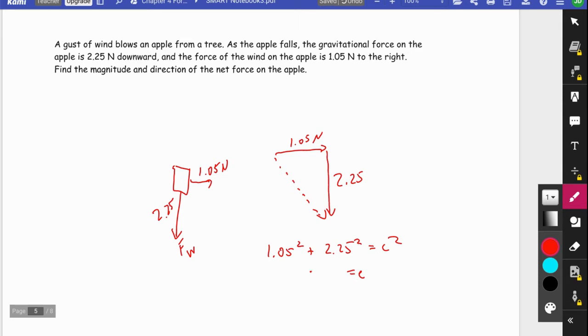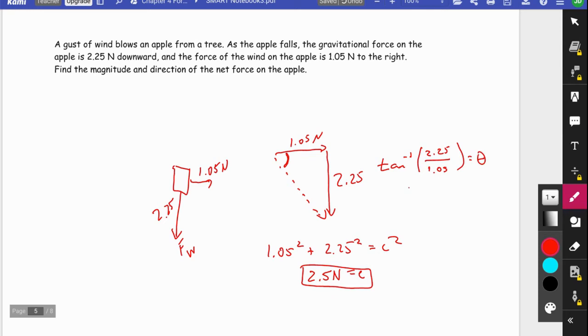Comes out to be 2.5 newtons. That is one of the answers, not the entire answer yet. We also need a direction, so let's find that angle there. I think the easiest way to find that angle would be tangent. So tangent inverse, so inverse tangent of my opposite over adjacent. Opposite is 2.25 over adjacent 1.05. That'll get us our angle.